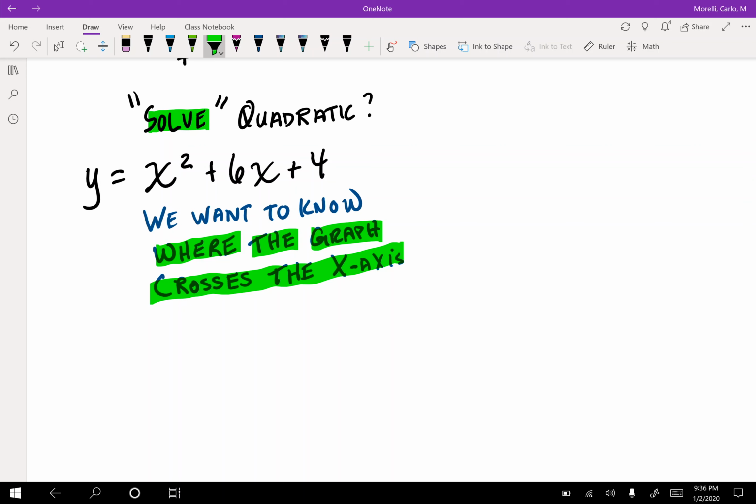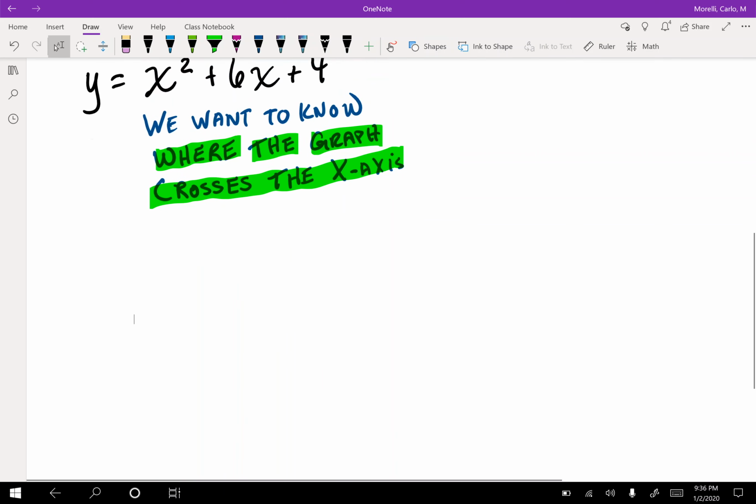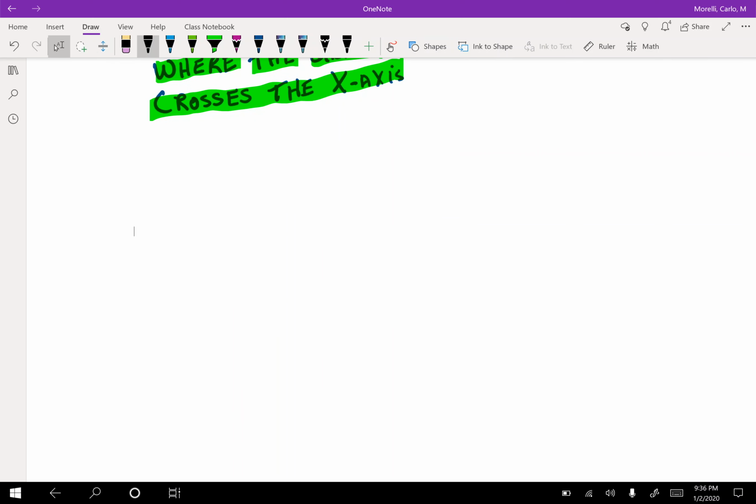All right, so if we wanted to solve this quadratic, here's how you do it. Y equals x squared plus 6x plus 4. First step, turn this y into a 0. Okay? Second step, move the 0 and the equal sign over here. Okay?